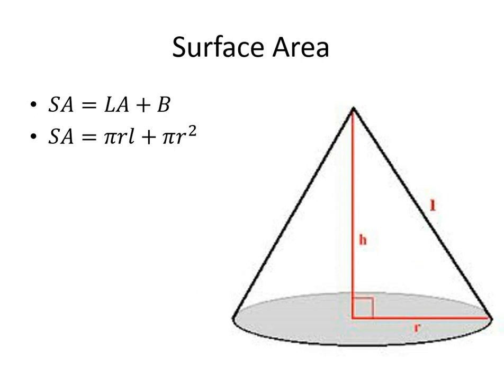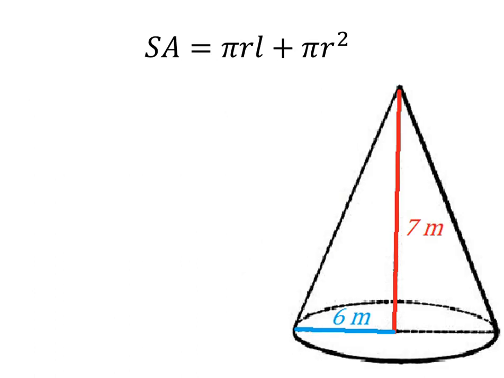Okay, so now surface area. Surface area for a cone is similar to the surface area of a pyramid. You take the lateral area and add the area of the base, which for a cone is a circle, pi r squared. So that's all it is, you just add pi r squared to it. If we look at this, we're going to have to find what the slant height is here.